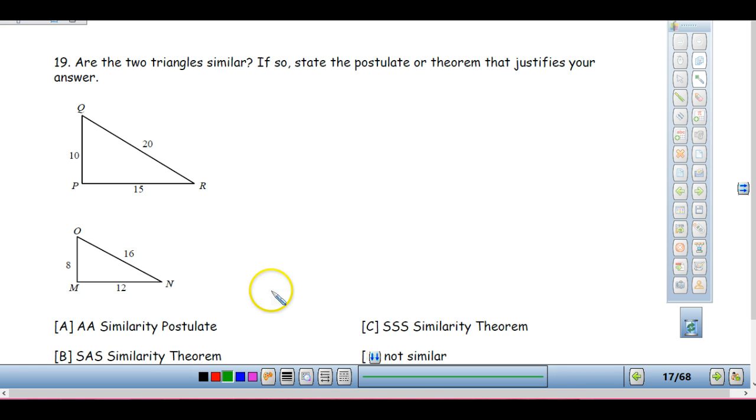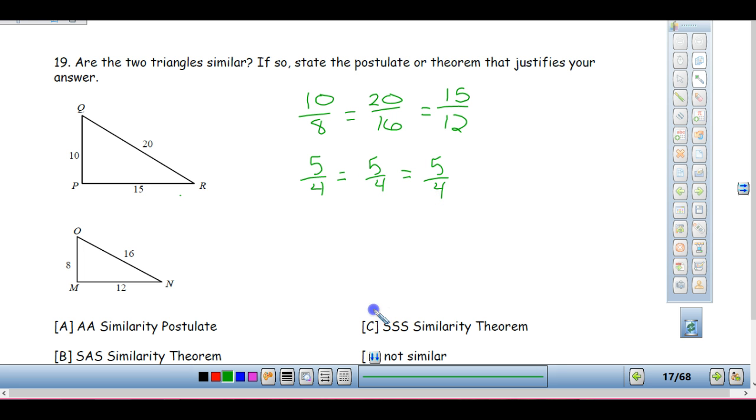Okay, same thing here. We don't have any angles, so if they are going to be similar to each other, it's going to be by side, side, side. Okay, so in order for this to be side, side, side, all my sides have to be proportional. So is 10 over 8 equal to 20 over 16 equal to 15 over 12? If we put them all into lowest terms, 5/4, 5/4, and 5/4. So yes, side, side, side works. If they were to ask for our scale factor, it would be that lowest terms, 5/4.